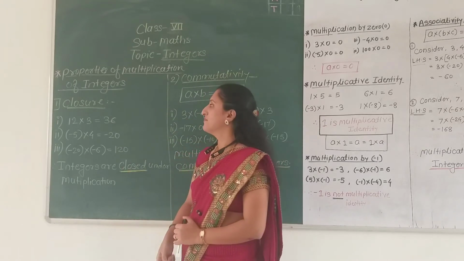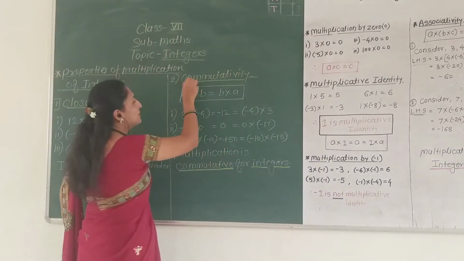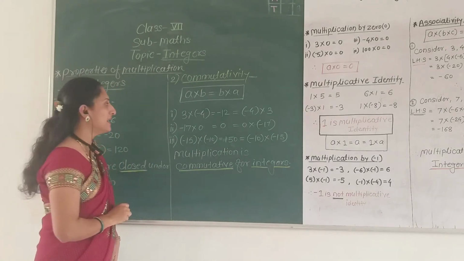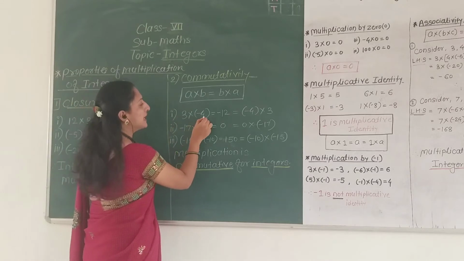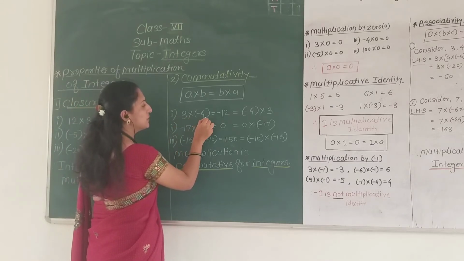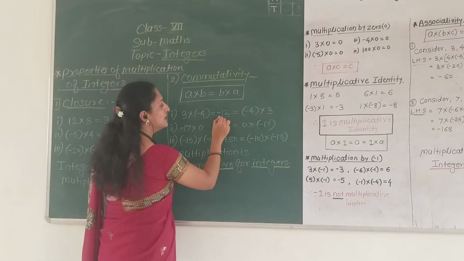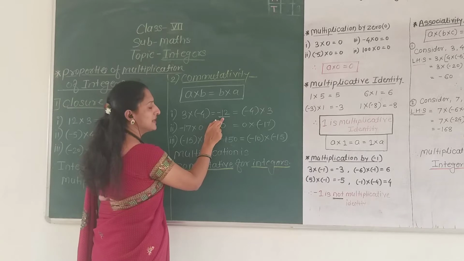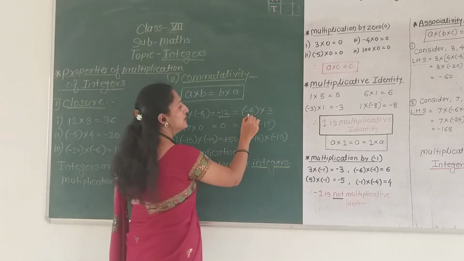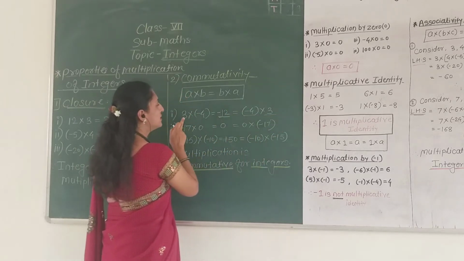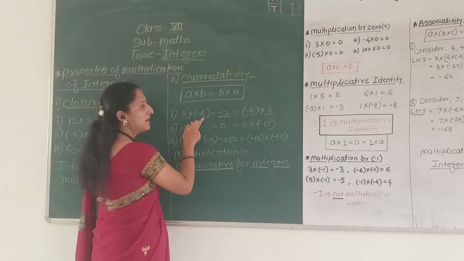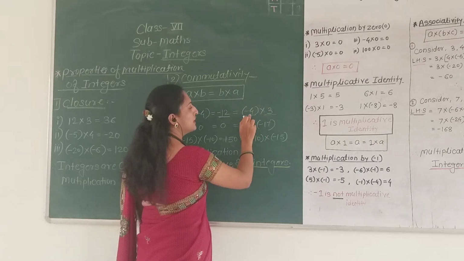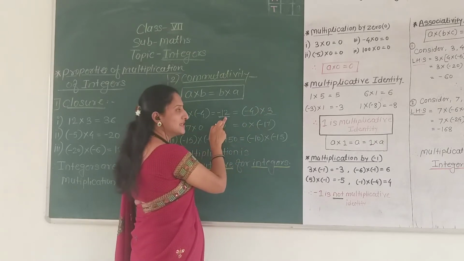Okay. Now, the second property is commutativity. Now look at here. 3 into negative 4. The answer will be negative 12, since one is positive and one is negative. So the answer is negative. Now negative 4 into 3. I will change the order here. Negative 4 into 3, also the answer is negative 12.